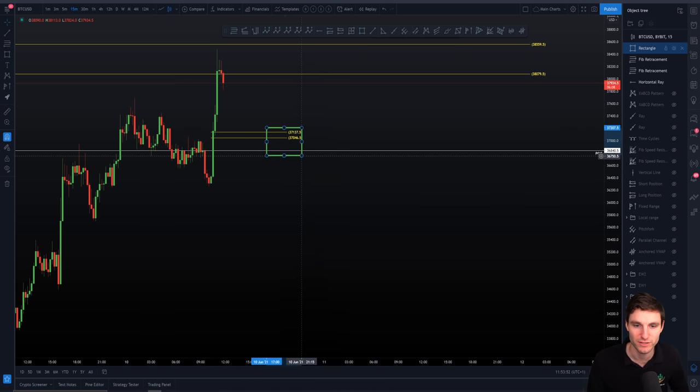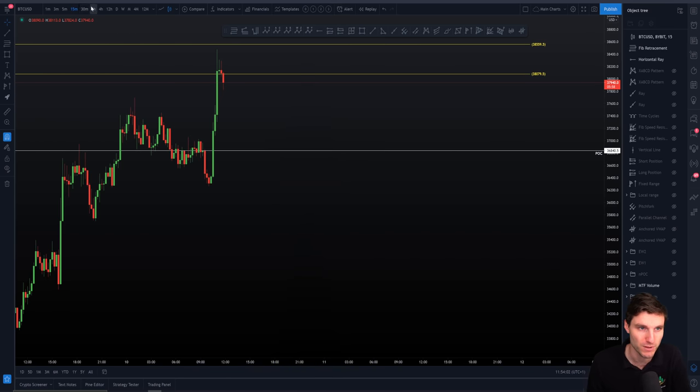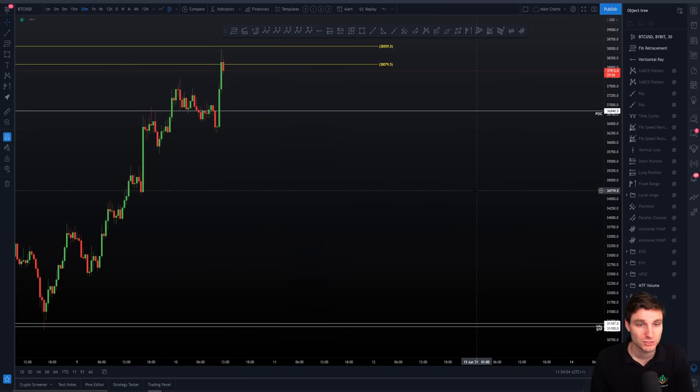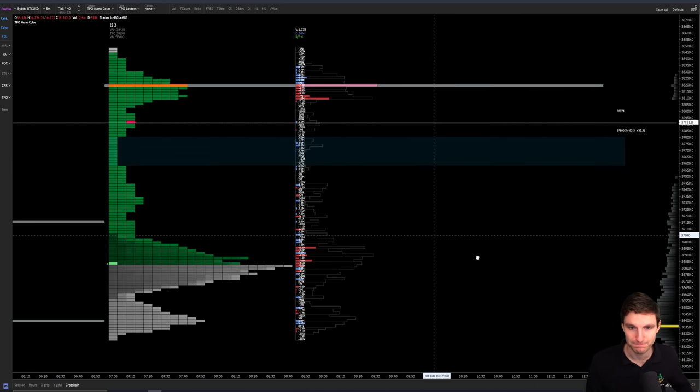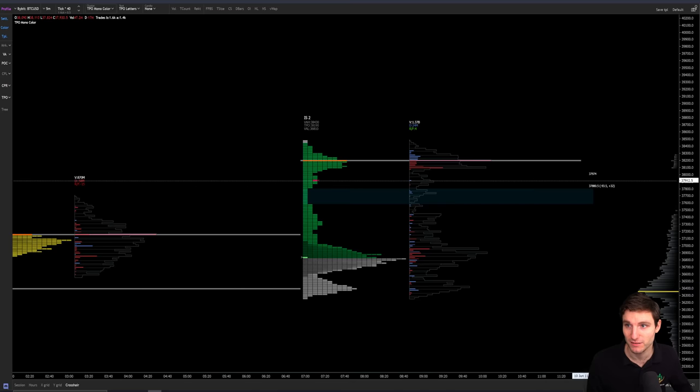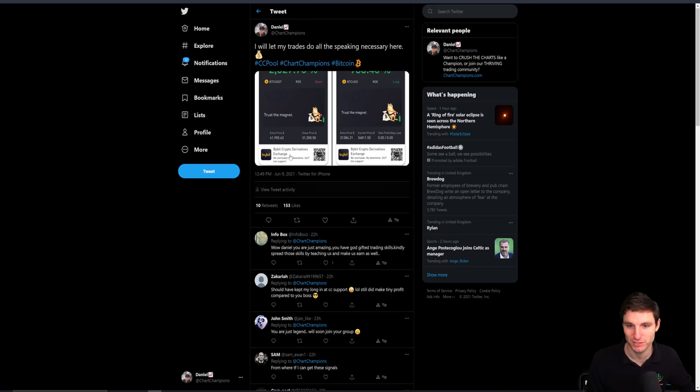So I would always view this like this. We can say really that next support is 36,800, building into that block of space. If you lose that, then you've broken the local market structure, and it obviously becomes a little bit more bearish per se. That's the way that I view the market, the way that I approach this market. And like I said, I let my trades just do all the talking, really.